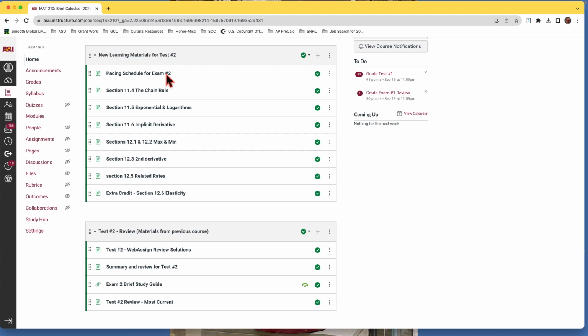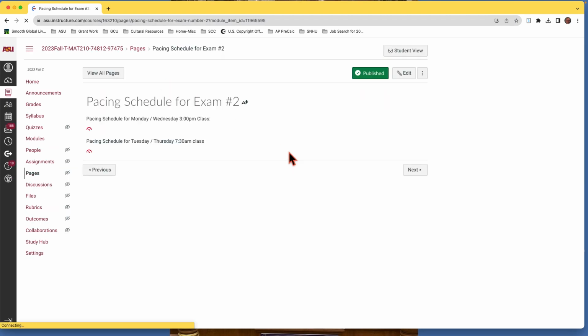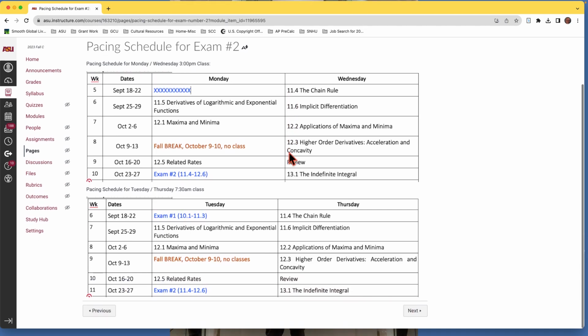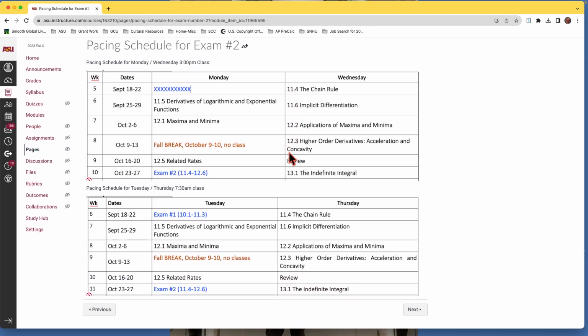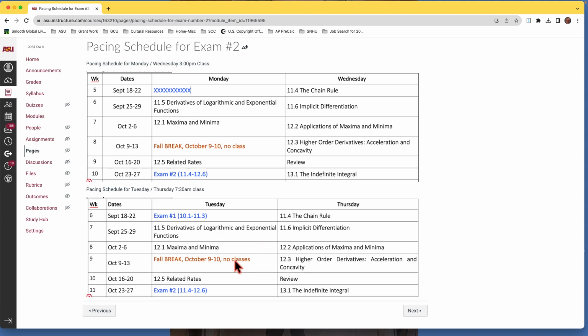So we are getting close to our second test already. We've got two more sections, one today, 12.3, which will be second derivatives. And then this is Thursday. Then on Tuesday, we'll take a look at related rates, which is 12.5.